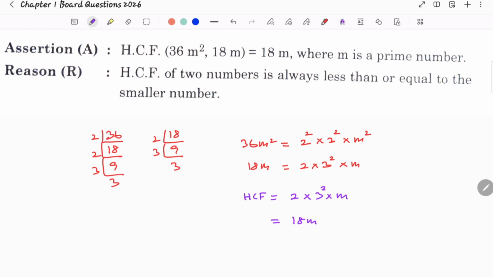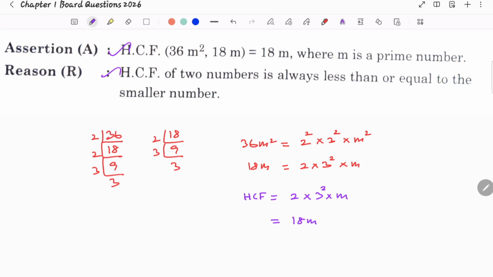So now we found the HCF. So check the statement. Yes, the assertion statement is correct. This is true. Now move to the reason statement. HCF of two number is always less than or equal to the smaller number. Yes, this is always true. Suppose two numbers are given now. Your HCF value is always less than or equal to the smaller number from the two given numbers. So this statement is also true.